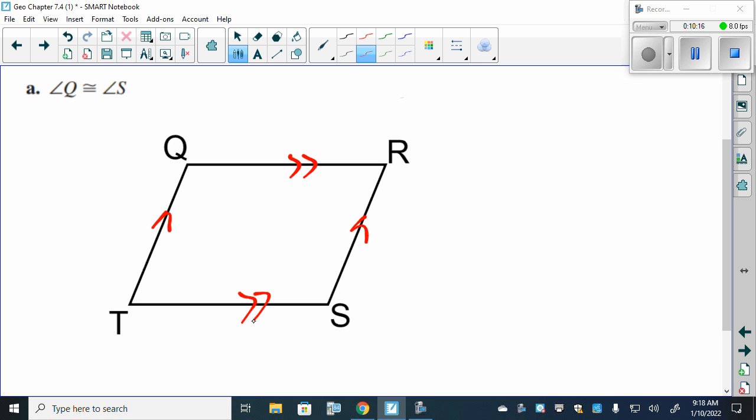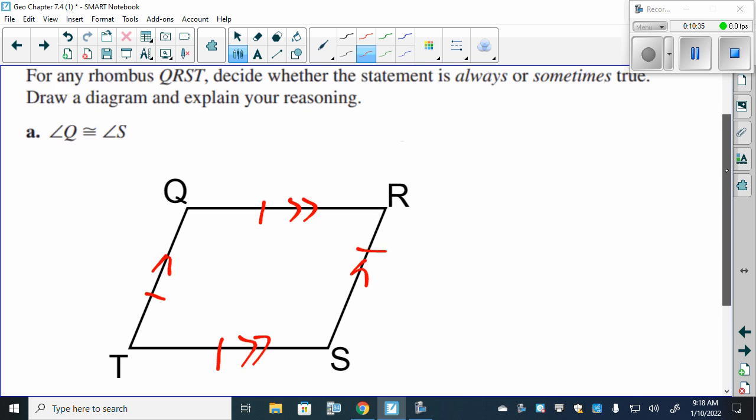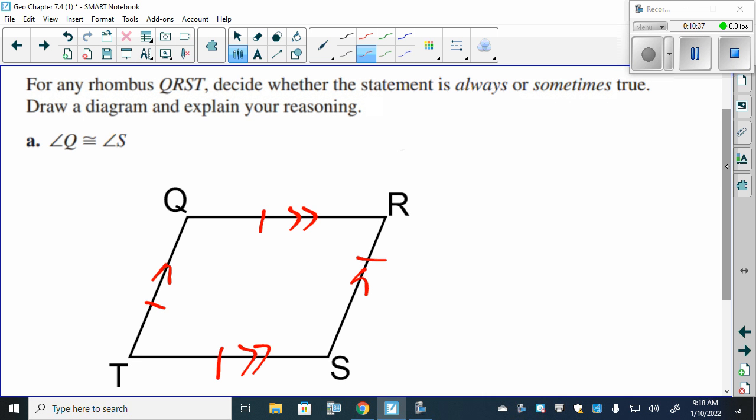And a lot of these here, it's going to be good to, on the homework, don't draw in the book, but you can draw it out on your paper, draw the figure out, and fill the information in so we can see it. Because sometimes seeing the figure helps us figure out what it's asking. Now, we also know that we have four congruent sides. So that's just from the definition of a rhombus. Now, what it's asking us is, can we say that angle Q is congruent to angle S? That's what we want to know.